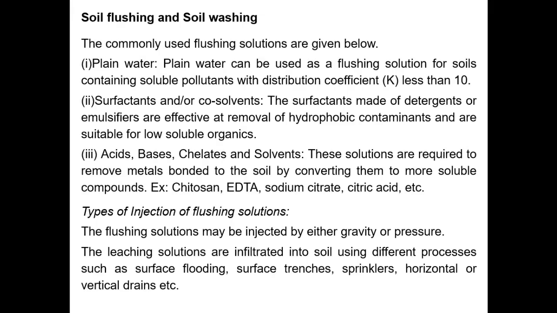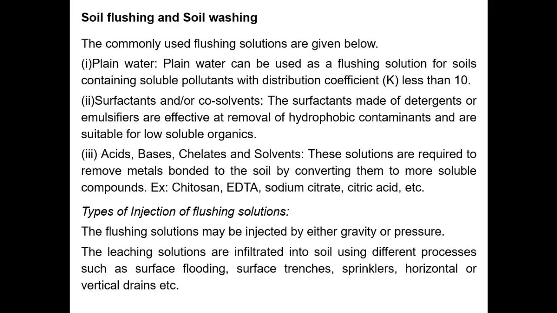The commonly used flushing solutions are plain water, surfactants, and acids, bases, chelates, and solvents. Plain water can be used as a flushing solution for soils containing soluble pollutants with a distribution coefficient less than 10. The surfactants made of detergents or emulsifiers are effective at removal of hydrophobic contaminants and are suitable for low soluble organics. When the solubility is very low, co-solvents such as alcohol can be used to assist in enhancing solubility of hydrophobic contaminants.